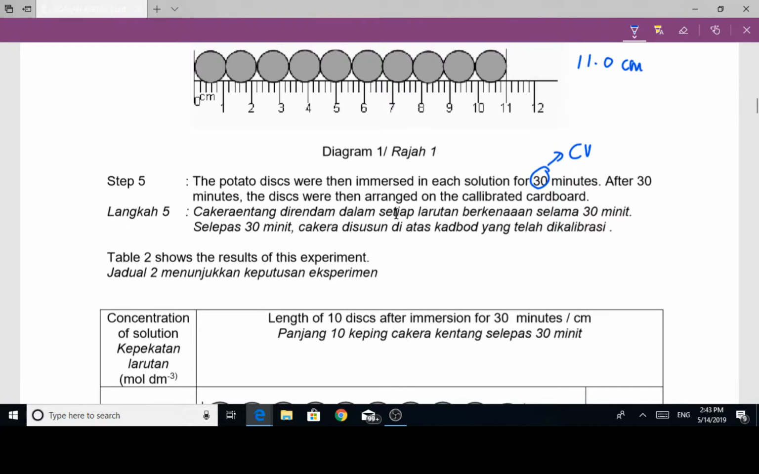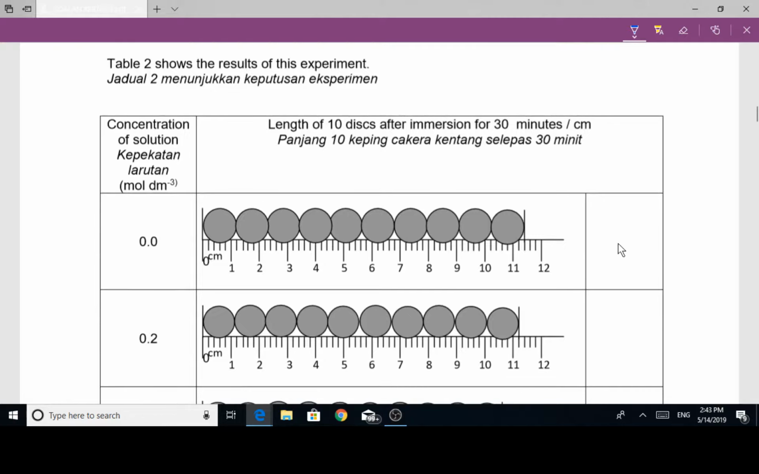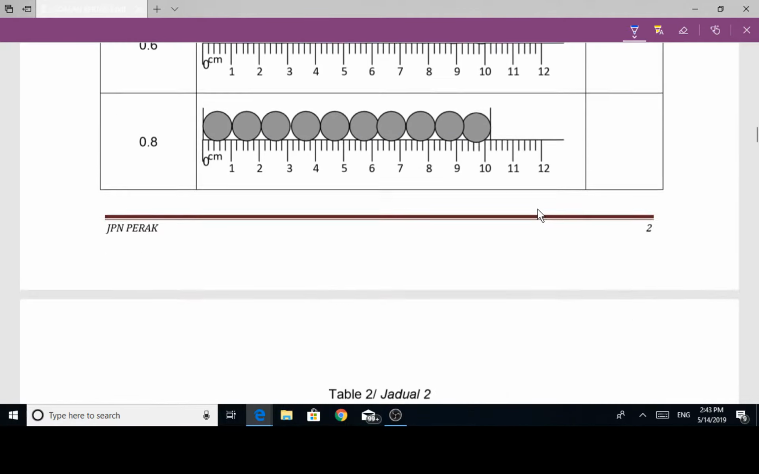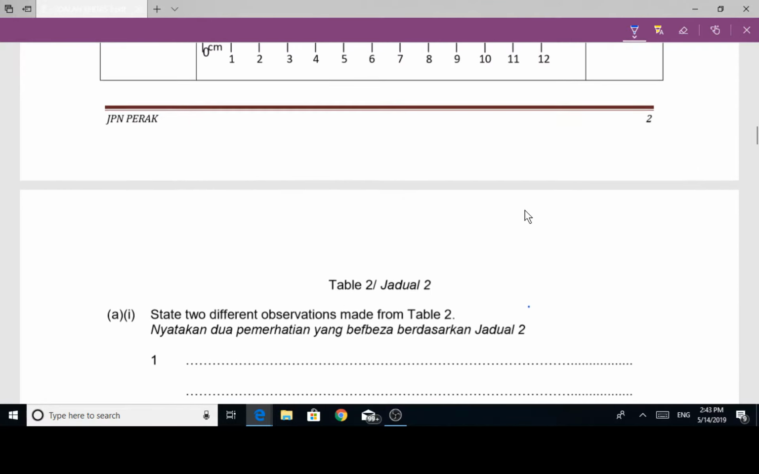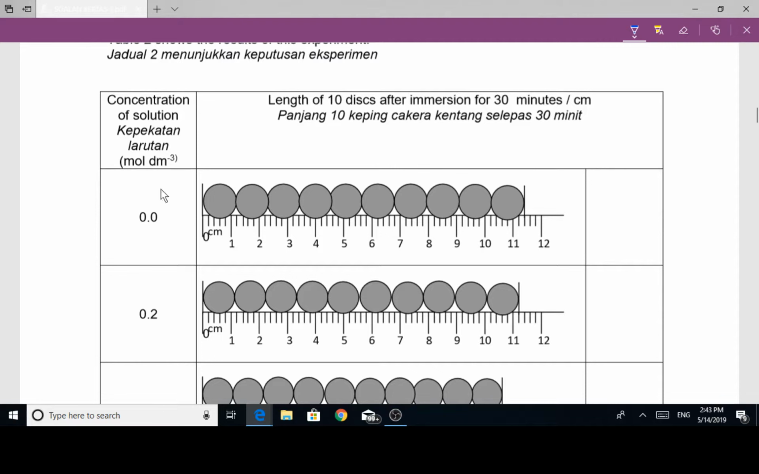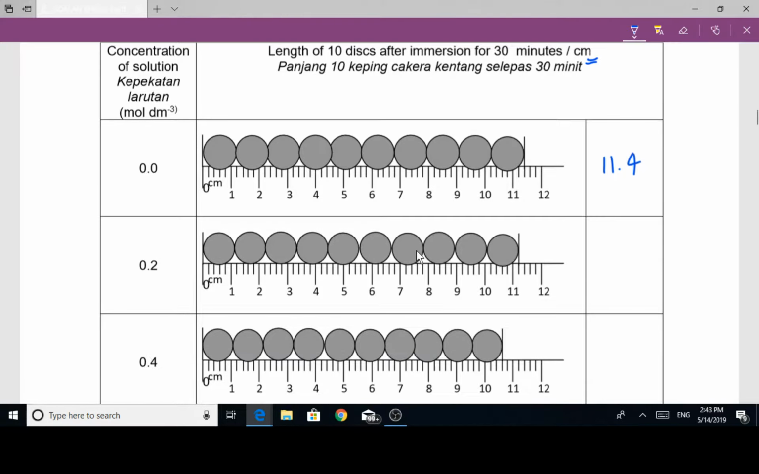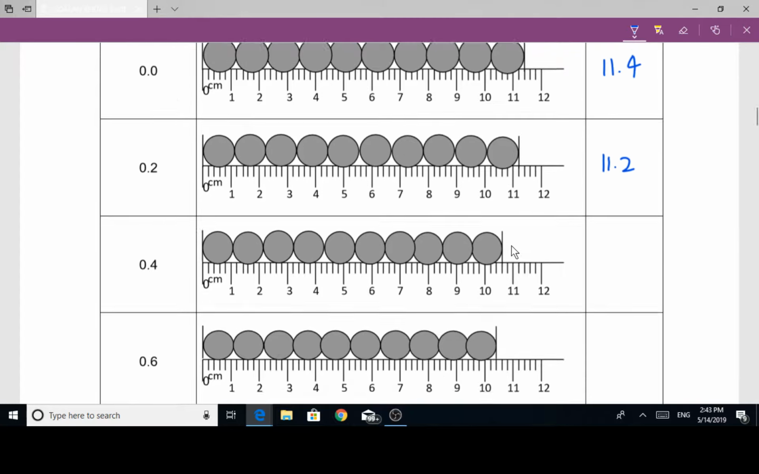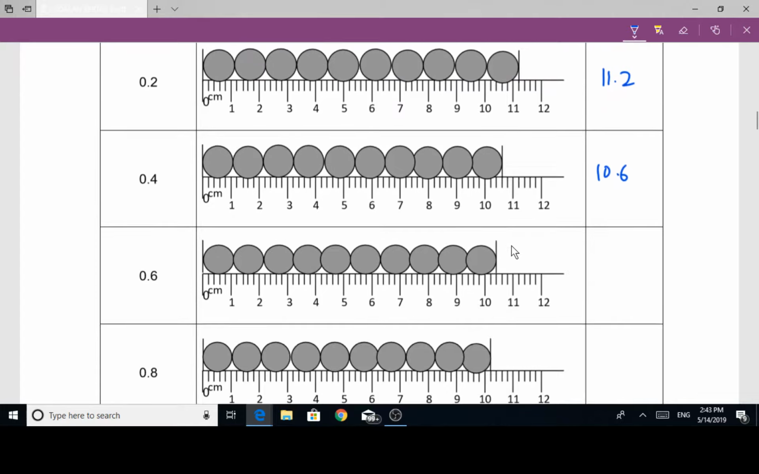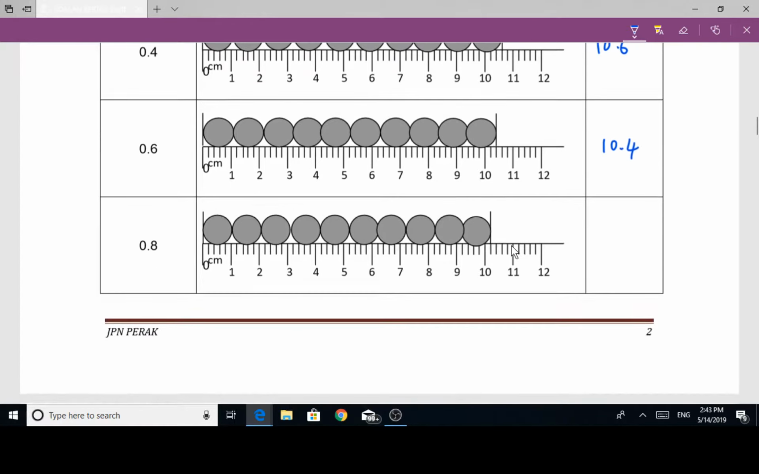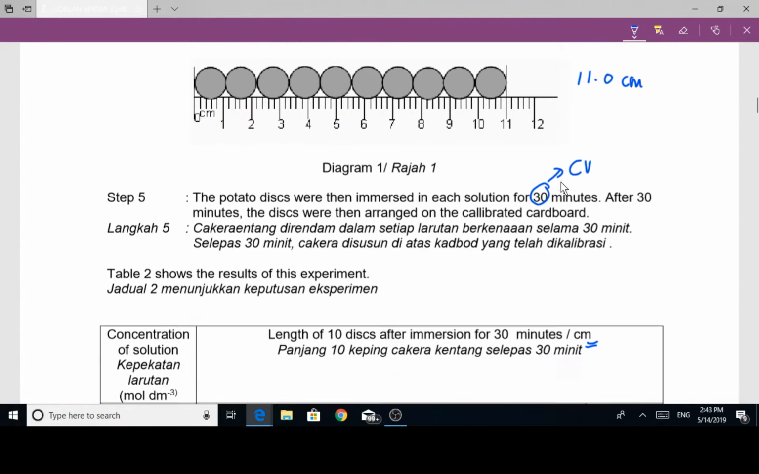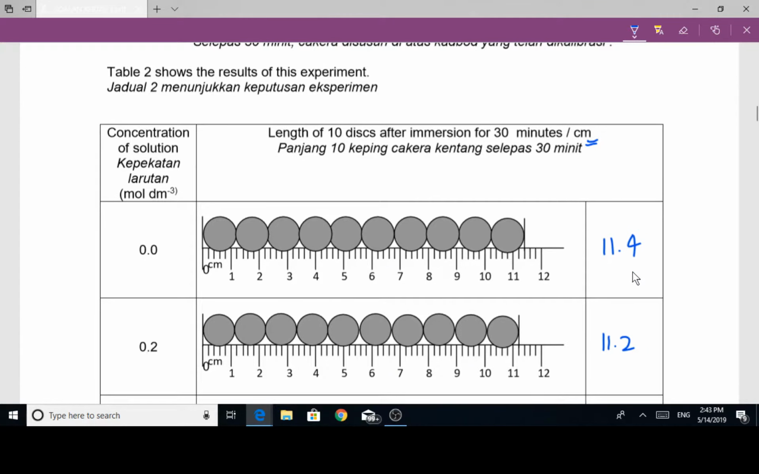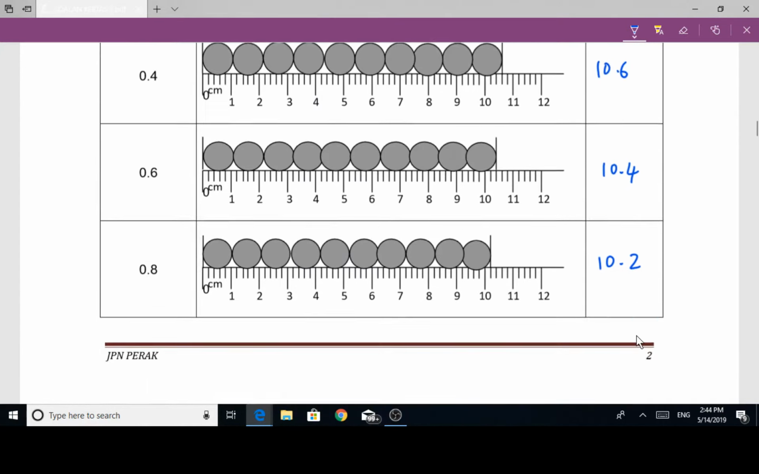After 30 minutes, the discs were then arranged on the calibrated cardboard again. Then table 2 shows the results. Now let's look at it. Alright, so let's fill up the table first. When the concentration of the sucrose solution is 0, what is the length of the 10 discs after immersion for 30 minutes? So this is 11.4 centimeter. I don't have to repeat the unit here, because it's already stated by the title. And then 0.2, I have 11.2 centimeter. 0.4, I have 10.6 centimeter. Then here is 10.4. Then I have 10.2. Alright, so from 11 centimeter, some of the potato strips increase in length, some decrease in length.